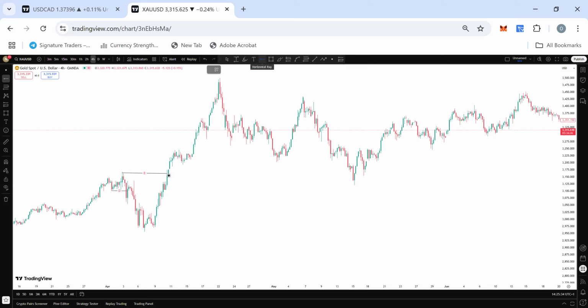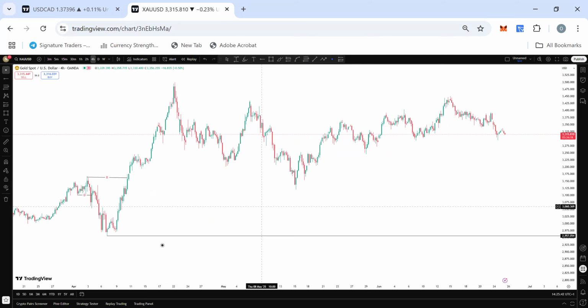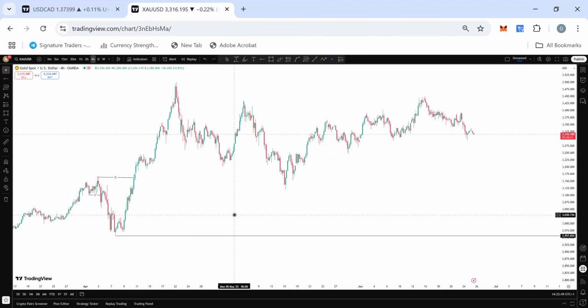Let me map it out. This low now becomes a protected low. If price comes back and takes out this low in my 4 hours time frame, it is automatically a change of character for me, because I've already gotten a valid break of structure. So currently we're on the 4 hours time frame.